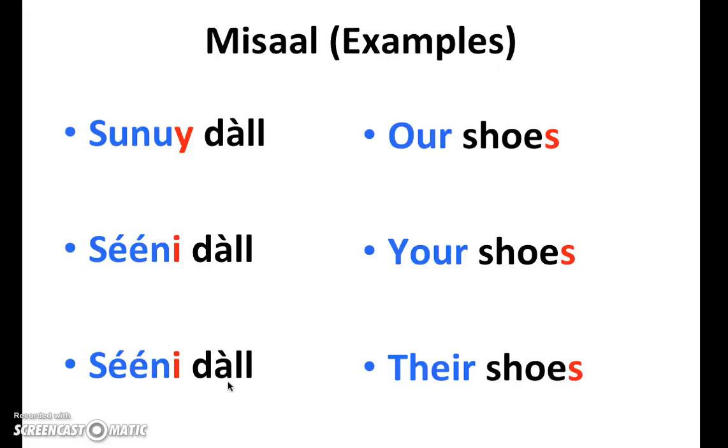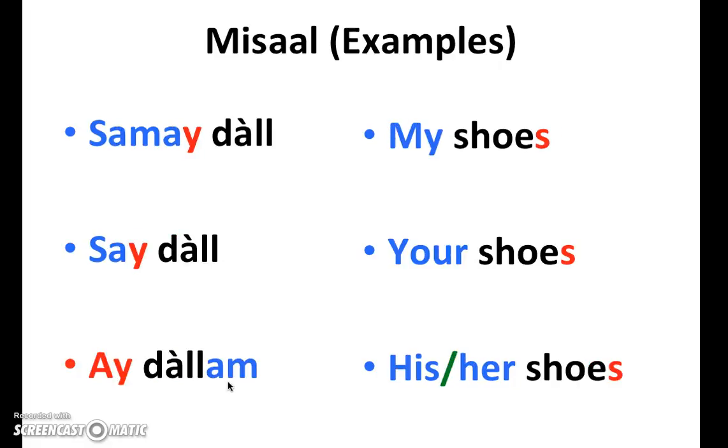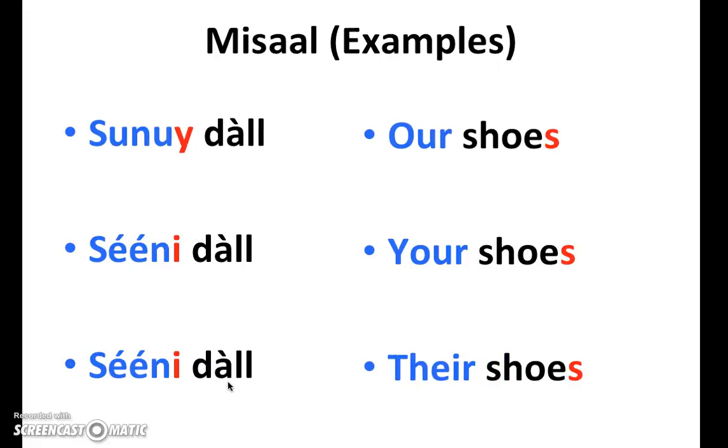Sunui dal, our shoes. Seni dal, your shoes. Seni dal, their shoes. Again, the possessive adjectives in the plural: samai, you add y to sama; sai, you add y to sa; and the third person is very different. So, ai dal lam, where you have to incorporate the noun before the possessive marker. Samai, sai, ai, sunui, seni, seni.